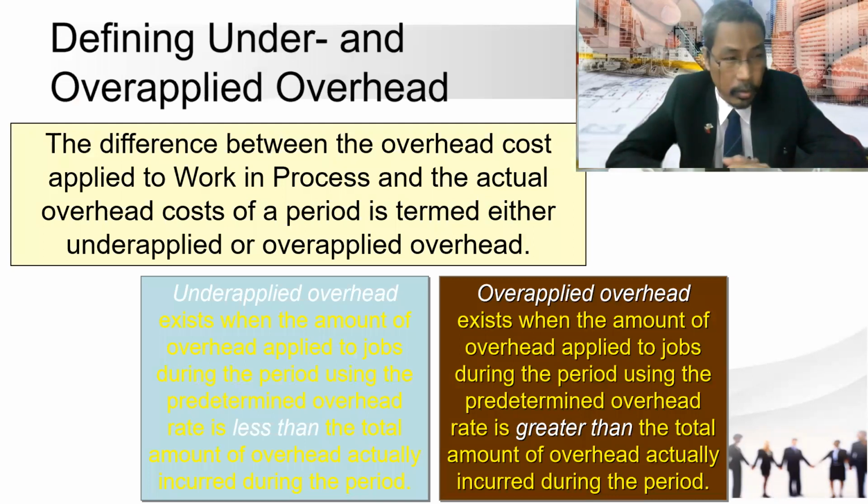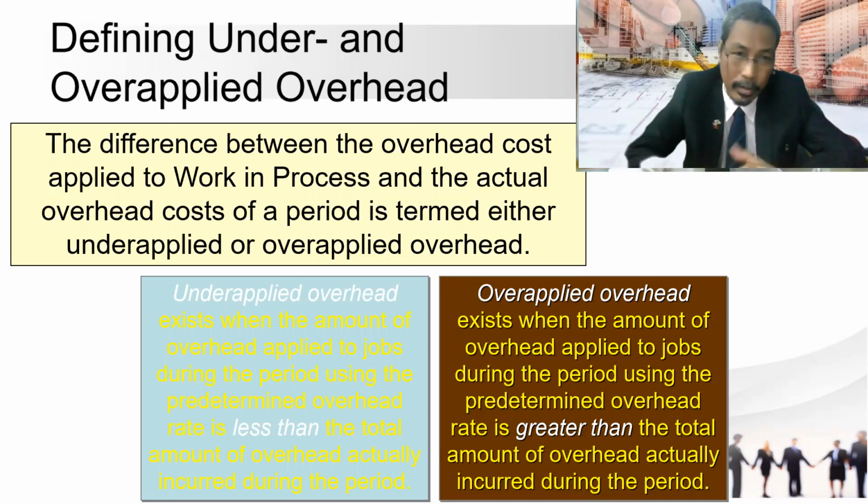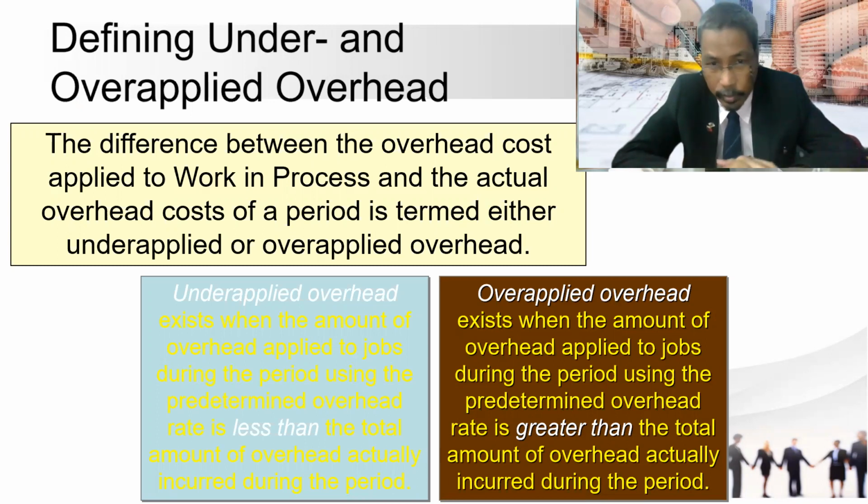Because as you noticed, we are not using the actual value, we are using the estimate. And our estimate may have resulted in underestimate or overestimate. So we have to balance it out at the end of the accounting cycle. So, defining under and over applied overhead: the difference between the overhead cost applied to work in process and the actual overhead cost of a period is termed either under applied or over applied overhead, if there is a difference.